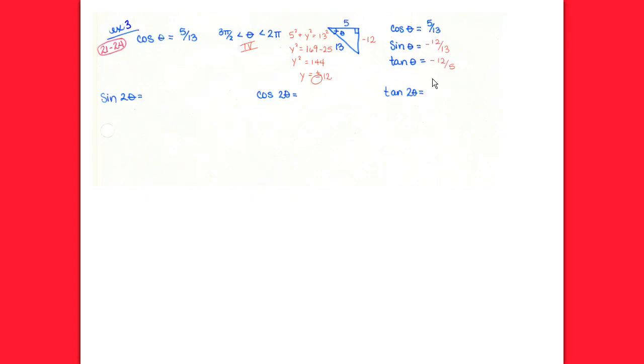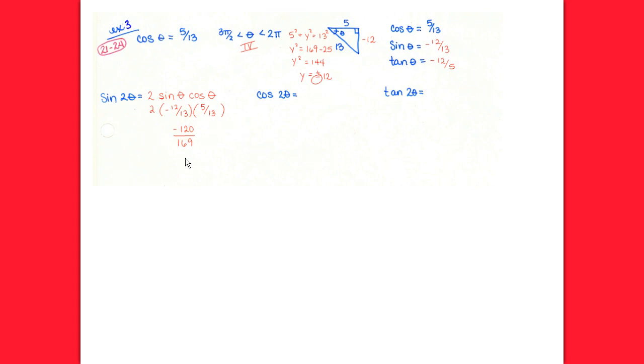So now we're ready to find sine 2 theta. So we're going to use that formula that they gave us at the beginning, 2 sine theta cosine theta. All right, so what did we find the sine to be? Right up here, negative 12/13. And cosine was given, it was 5/13, right? So exactly like we did in the very first example today, I'm going to say 2 times negative 12 times 5 is negative 120, and then 13 times 13 is 169.